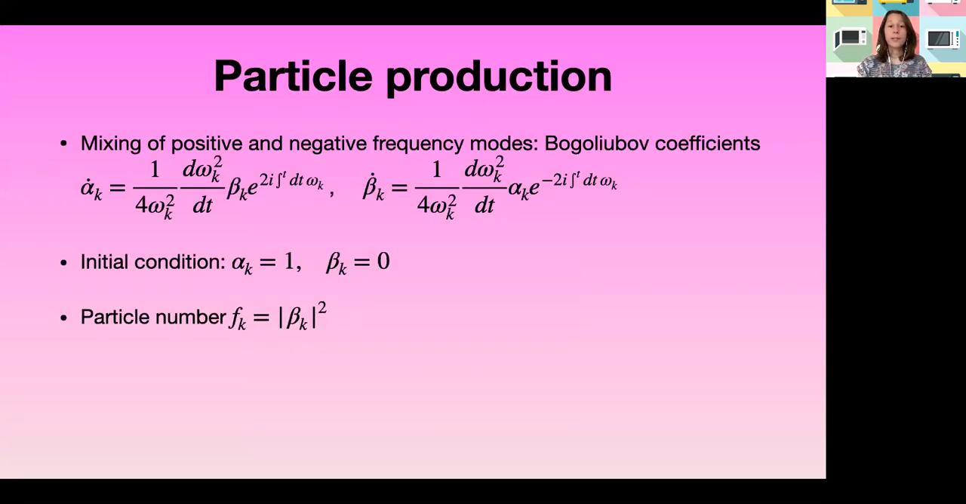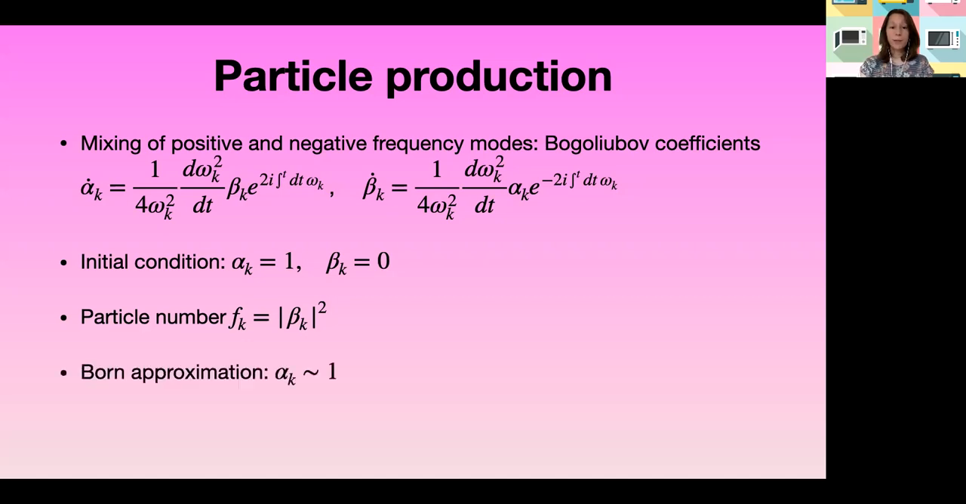Particle production during reheating can be understood as a mixing of positive and negative frequency modes. This is described by the evolution of the Bogoliubov coefficients, alpha and beta, and the label k here denotes the momentum. So these are the evolution equations of alpha and beta. In principle, you would have to solve this coupled system of differential equations. The initial condition is alpha equals 1 and beta equals 0, and later on, the particle number is given by the absolute value of beta squared.